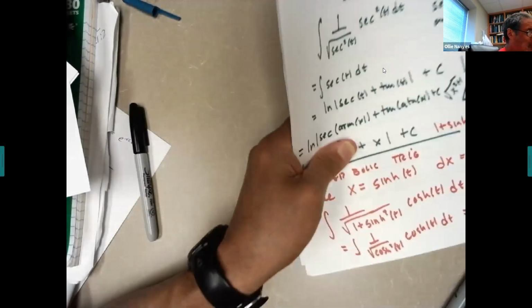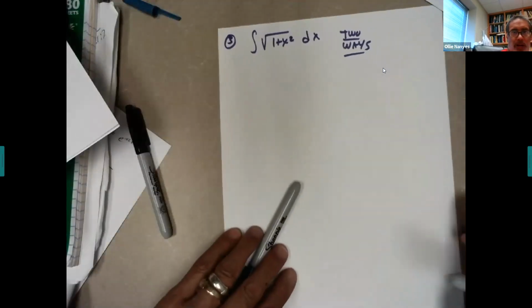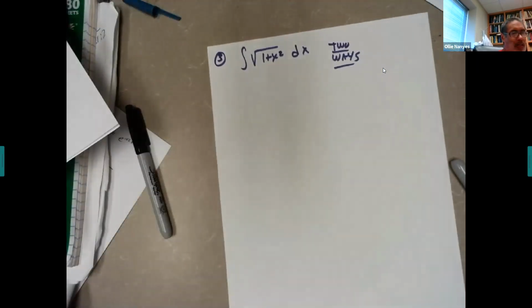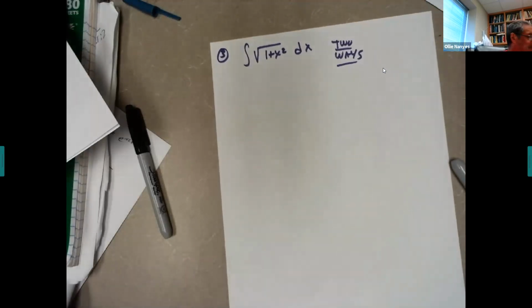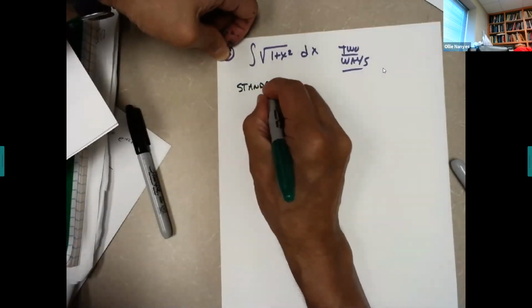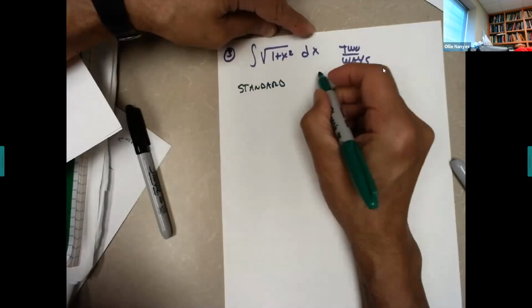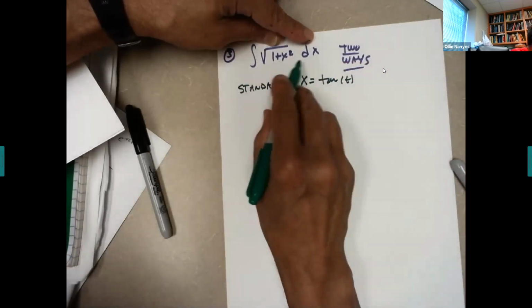Now, the very last one is going to involve a little bit more work. It's this one right here. Now, the standard way is we use x equal to tangent of t, because it's a 1 plus x squared.